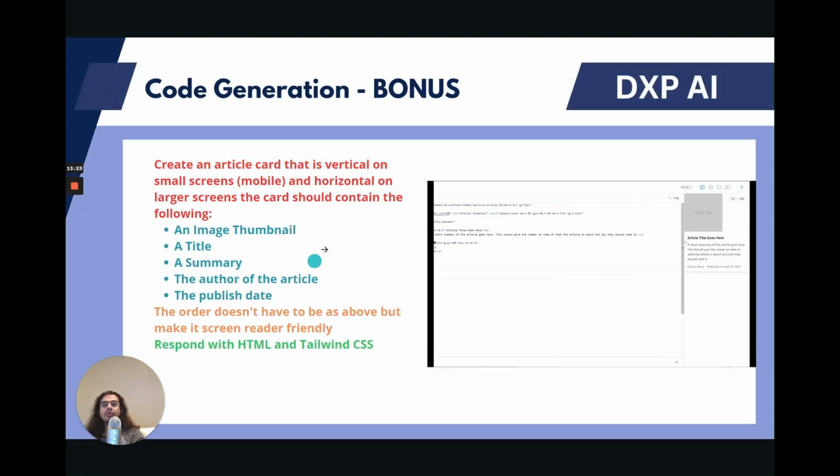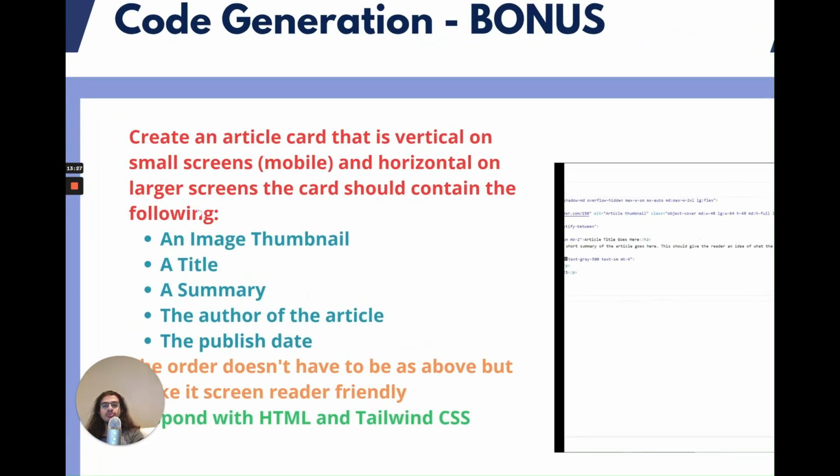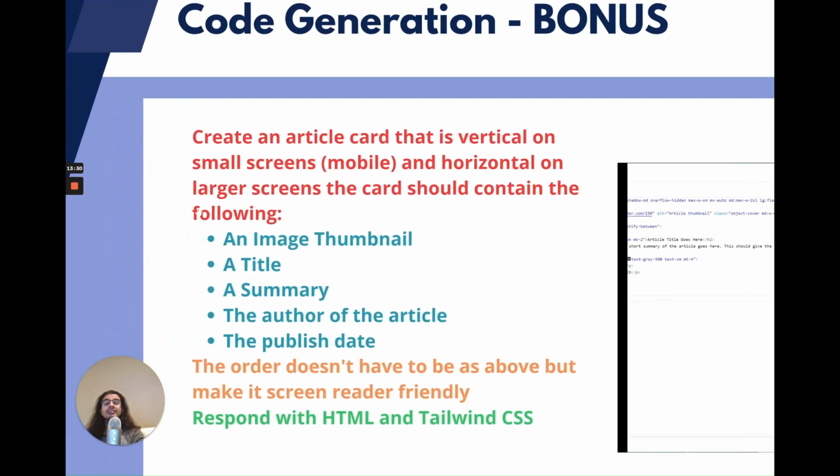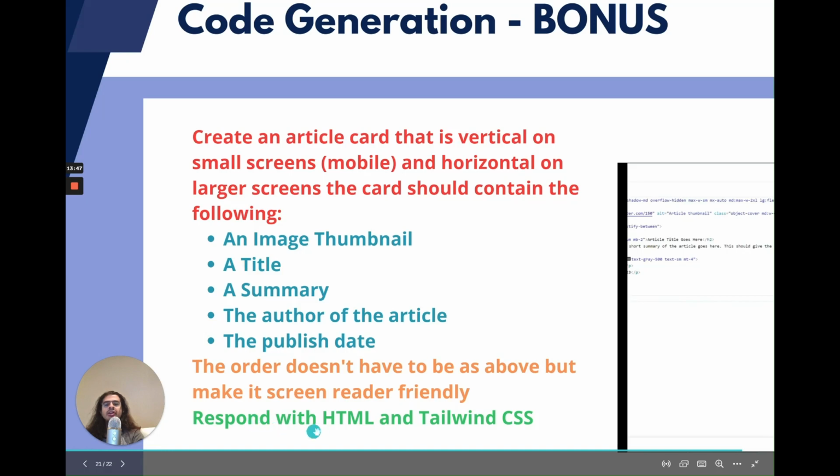Now, the final demo I want to talk about here is code generation. One of the things that ChatGPT, especially GPT-4, is really good at is writing code. So here I wrote, create an article card that is vertical on small screen, mobile, and horizontal on larger screens. The card should contain the following: an image thumbnail, a title, summary, the author of the article, and the published date. The order doesn't have to be as above, but make sure it's screen reader friendly. Respond with HTML and Tailwind CSS.